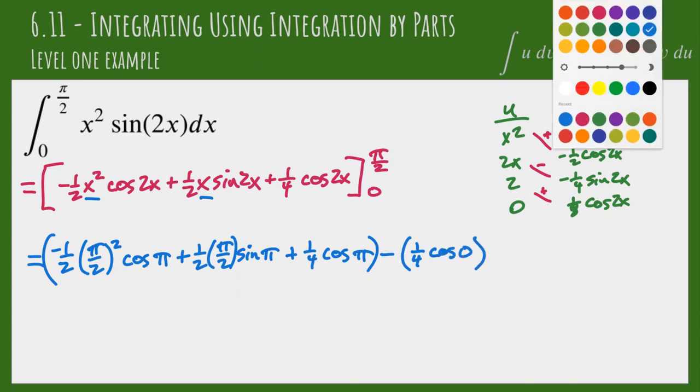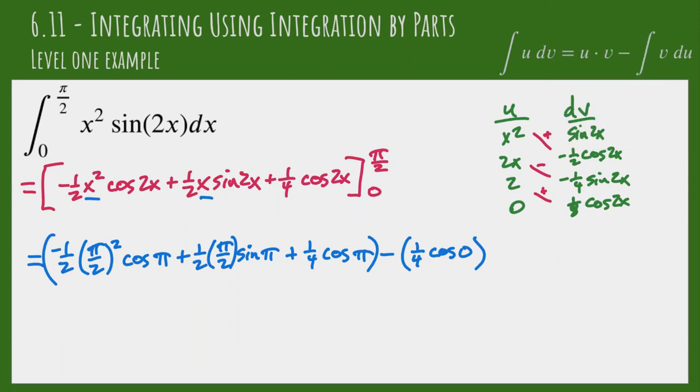And we should evaluate these expressions. So cosine of pi, sine of pi, cosine of pi, cosine of 0, we should do those. Sine of pi is 0, so that term's going to go away. Cosine of pi is 1, so this first term here is going to be negative pi squared over 8. And then cosine of pi is 1, so plus 1/4. And then cosine of 0 is 1, so minus 1/4. So those 1/4 cancel each other out, and we just get negative pi squared over 8.